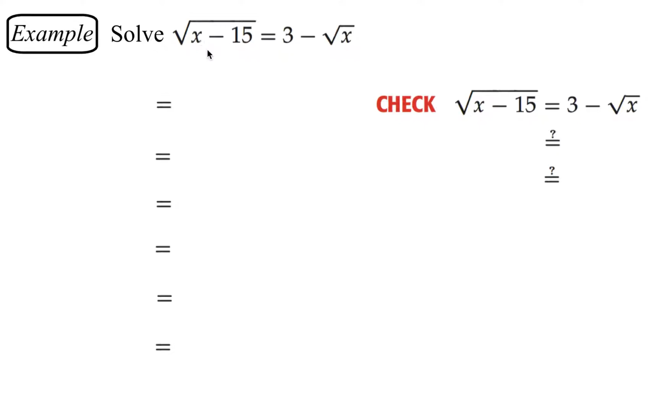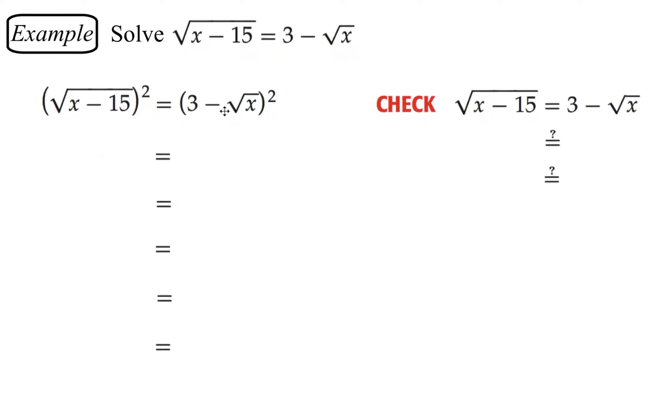Here's another example. Let's look at this one. This one we have a radical on both sides, and so we can't really isolate our radical. We can't combine those because they're not multiplied or divided, but they are added and subtracted. So we're just going to go ahead and start off by squaring both sides.